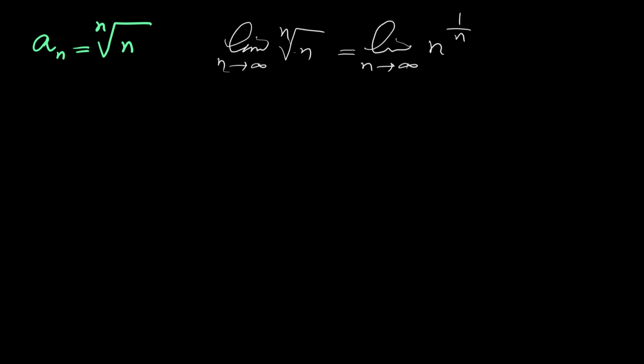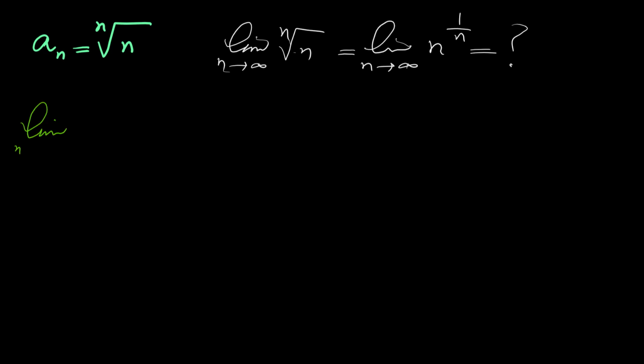Now look at this example. What is the limit of this sequence? The nth root of n. So we want to find the limit as n approaches infinity of the nth root of n, or in other words, n to the power of 1 over n. So we want to find the limit as n approaches infinity of n to the power of 1 over n. This is a really important example, and I recommend you keep the result of the limit of this sequence in your head. This is a very good example.